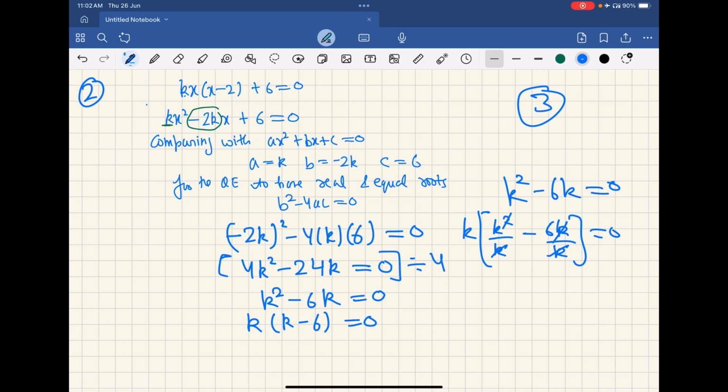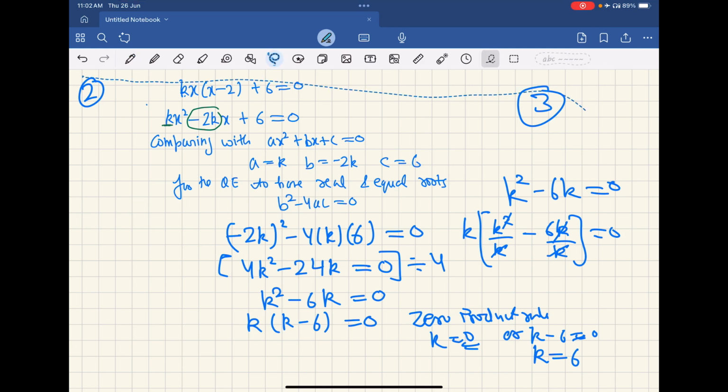So that is what I have written. Now अब हम क्या करेंगे? हम बोलेंगे भाई with zero product rule, either k is 0 or k minus 6 is 0. So one value of k is 0 and the other value of k is 6. Okay, now let us move to question number 3 of this exercise.